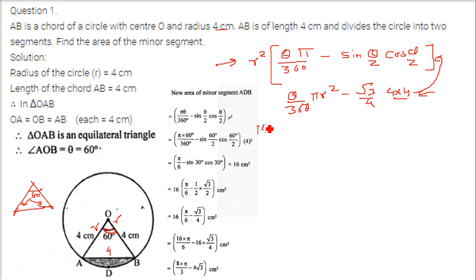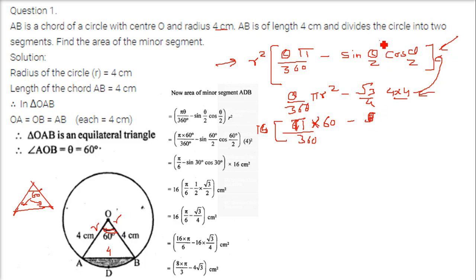So here we will put the values. r square is 4 square, so we'll write 16 here. Then we will write theta as 60 degrees. You can just keep pi as pi. So this is pi by 360, and we will bring this 16 inside. The r square is already out. So theta is 60 degrees here, minus this term.